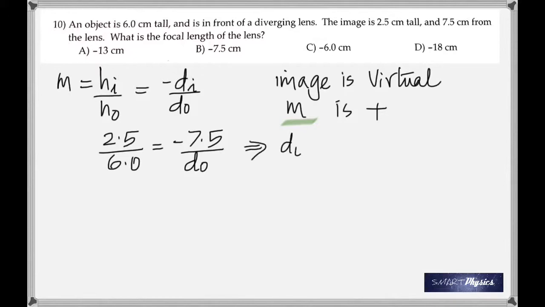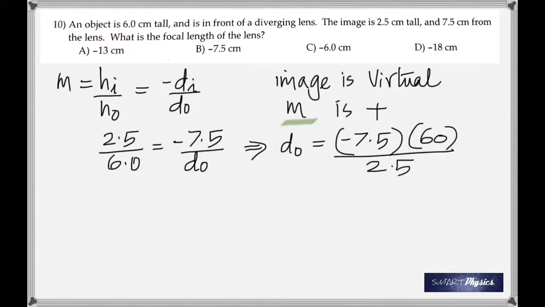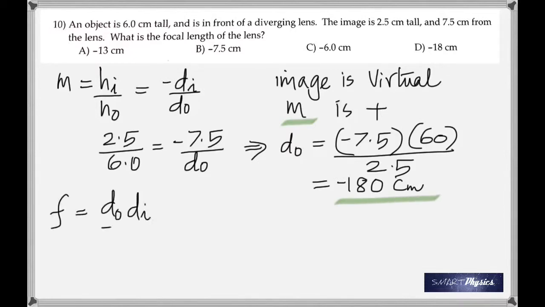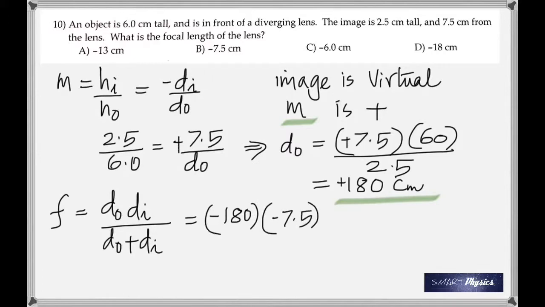Put it back into this. Calculate DO. Has 100 and negative 180. Can't be negative. I'm sorry. Let me go back and correct it. That is a mistake. You know why? Because the image is virtual, so DI must be negative. So notice that two negatives here make it a positive. And therefore I had to change the sign. I'm really sorry for overlooking that fact.